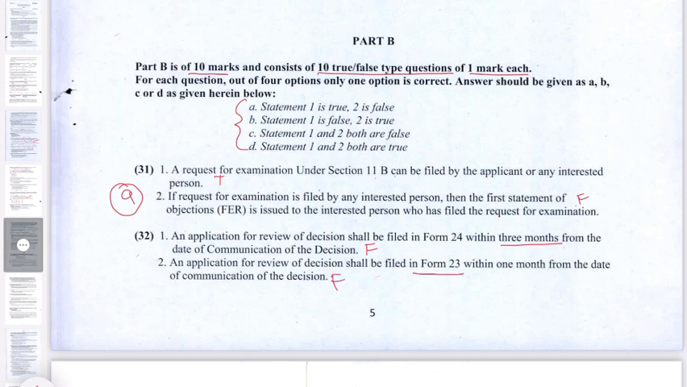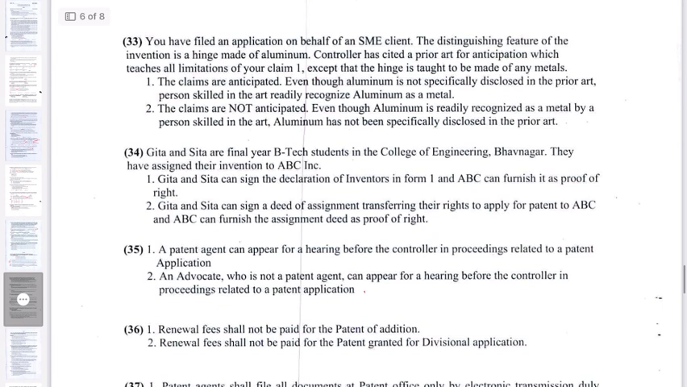Next, you have filed an application on behalf of an SME client. The distinguishing feature of the invention is a hinge made of aluminium. Controller has cited a prior art for anticipation which teaches all limitations of your claim 1 except that the hinge is taught to be made up of any metals. 1. The claims are anticipated even though aluminium is not specifically disclosed in the prior art. Persons skilled in the art readily recognize aluminium as a metal. This is false.